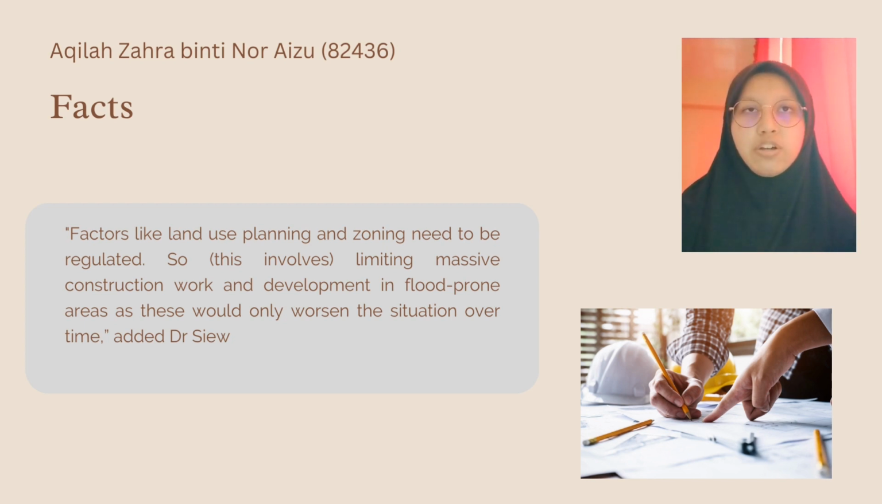So the fact that I got from this article is about land use planning and zoning. This can be found in the sentence, factors like land use planning and zoning need to be regulated. So this involves limiting massive construction work and development in flood-prone areas, as this would only worsen the situation over time.